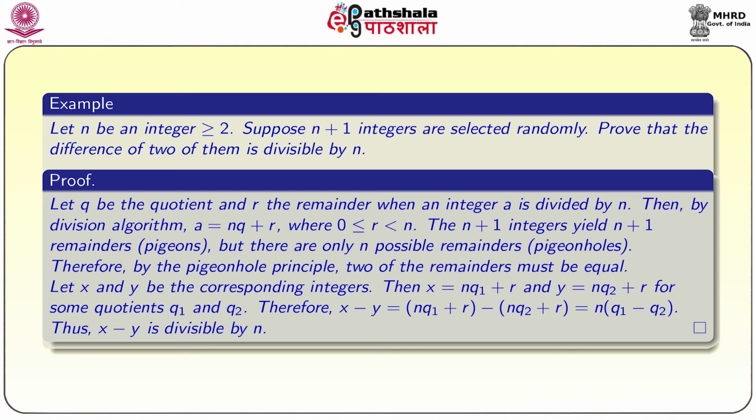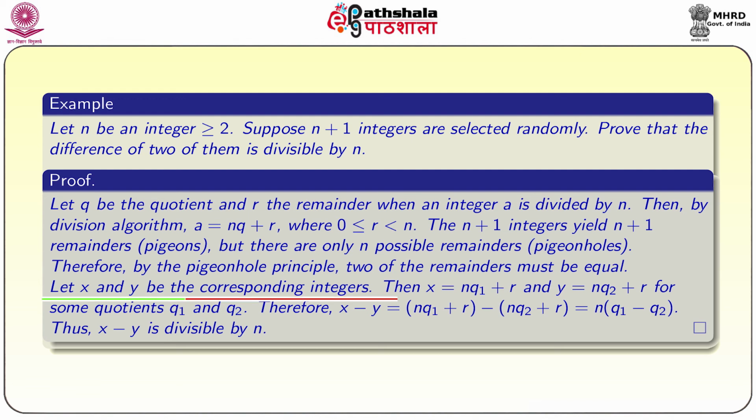The proof goes like this. Let q be the quotient and r be the remainder when an integer a is divided by n. Then by the division algorithm, a is equal to n q plus r, where 0 is less than or equal to r is less than n. Then n plus 1 integers will yield n plus 1 remainders. The remainders here are pigeons, but there are only n possible remainders, the pigeonholes. Therefore, by the pigeonhole principle, 2 of the remainders must be equal.